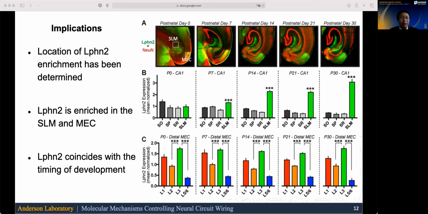So as a result of our protein localization, we now know where latrophilin 2 is located, as we found that latrophilin 2 is enriched in the SLM and MEC. From there, since we established that latrophilin 2 coincides with the timing of development, we wanted to see how development would change if we were to remove latrophilin 2 in the circuit. And this also leads into the next part of our research, in which we knocked out latrophilin 2 in the MEC.